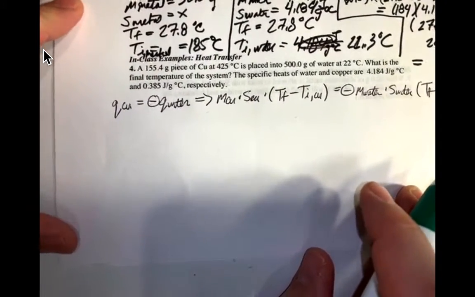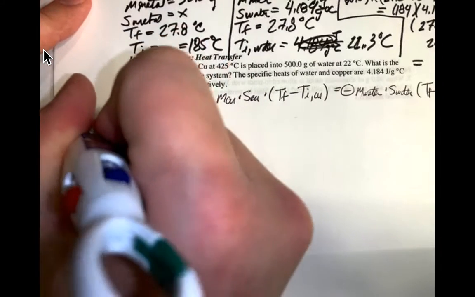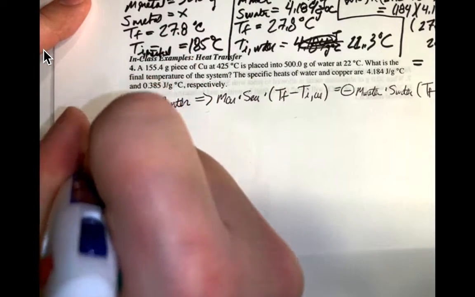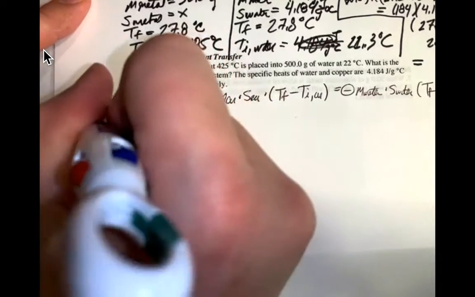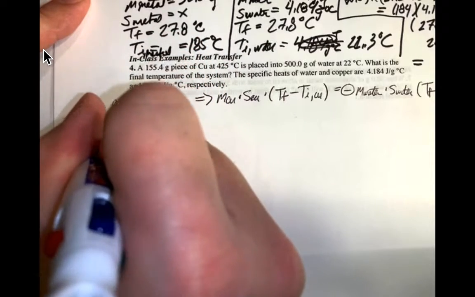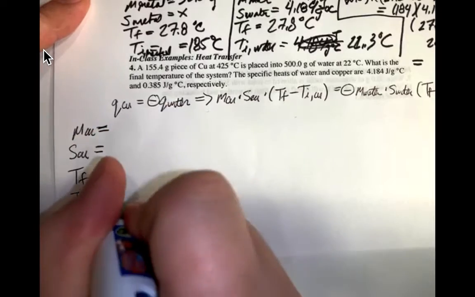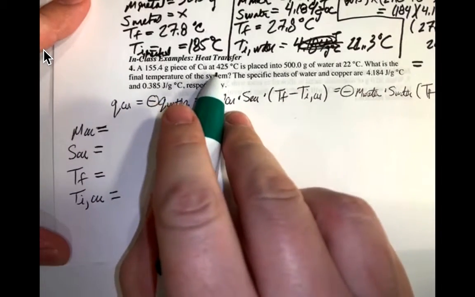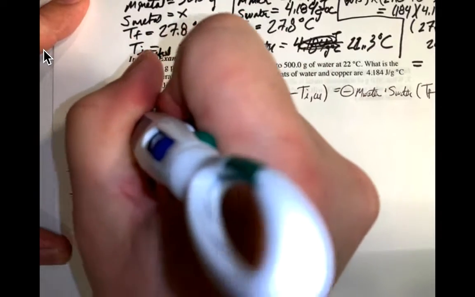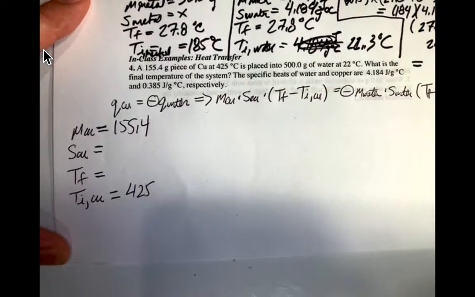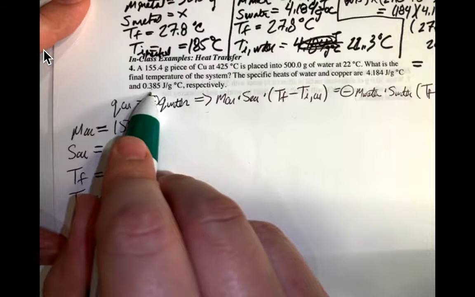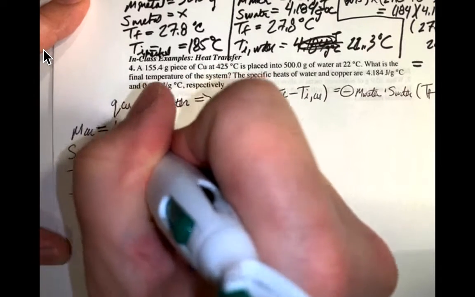So now we need to go into our problem and find all the pieces. So the mass of the copper, specific heat of the copper, final temperature is what we're looking for, the initial temperature of the copper. All right, let's go ahead and do that for our metal. So the mass is 155.4. It initially was at 425 degrees C. The final temperature is unknown. The specific heat for the copper is 0.385.